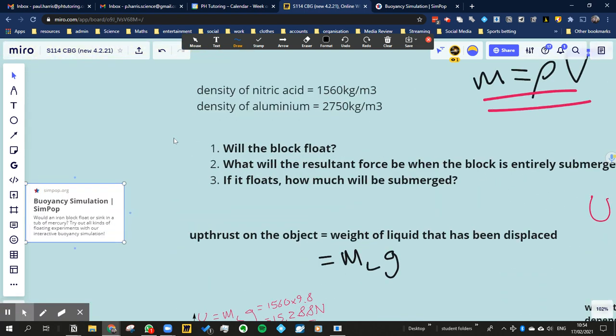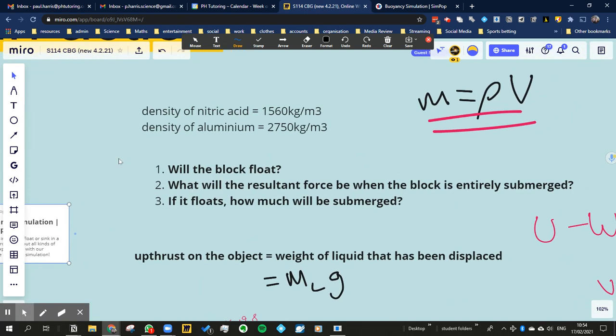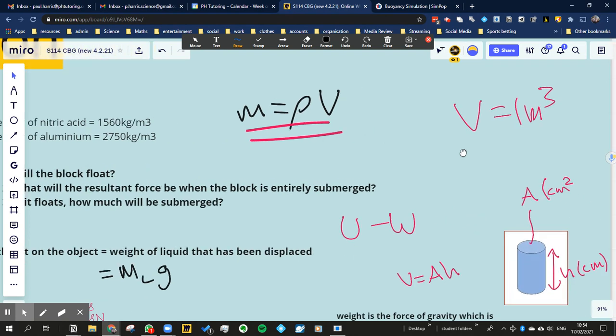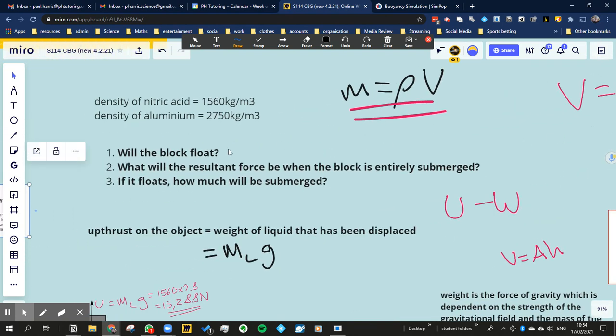We're going to try to understand buoyancy using an animation in a moment. We're going to try to float an aluminium block in nitric acid. The density of aluminium is 2,750, and the density of nitric acid is 1,560. We're going to say that the volume of the block is 1 meter cubed. So will the block float? Quick answer is no, it won't float because the density of aluminium is greater than the density of nitric acid.